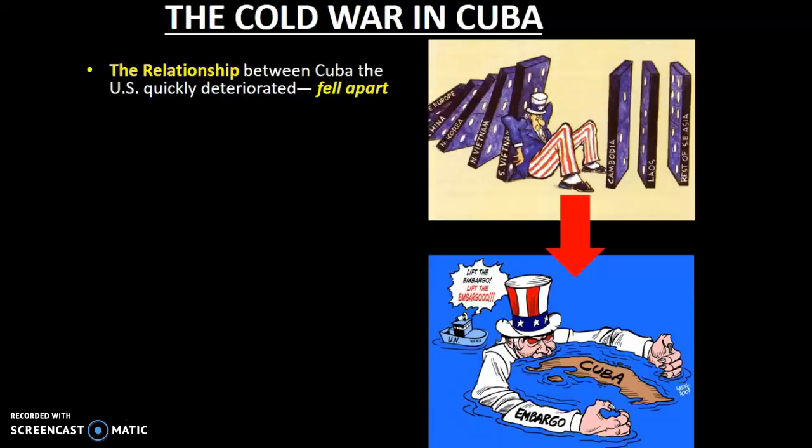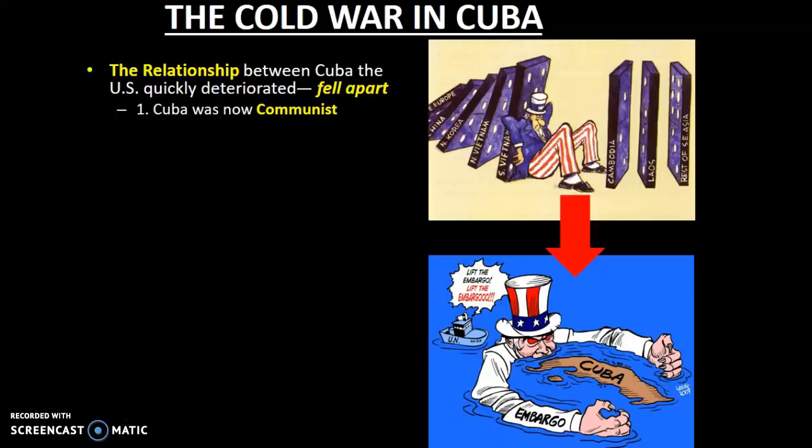Now, when Cuba became a communist country, we're going to find that the relationship between Cuba and the United States quickly deteriorated, meaning fell apart. The United States had a very strong relationship with Cuba when Fulgencio Batista was in power. But now that Fidel Castro is in power, this relationship between the U.S. and Cuba does not exist.